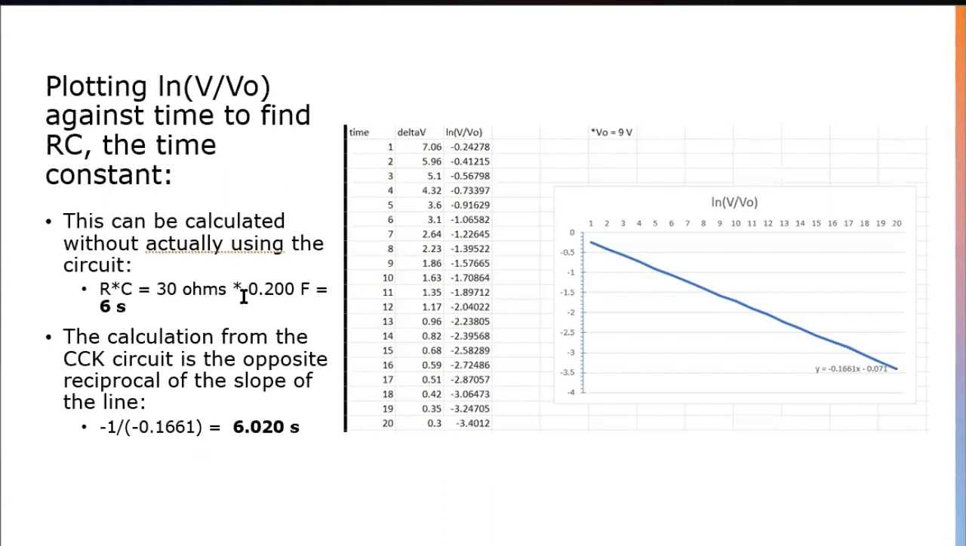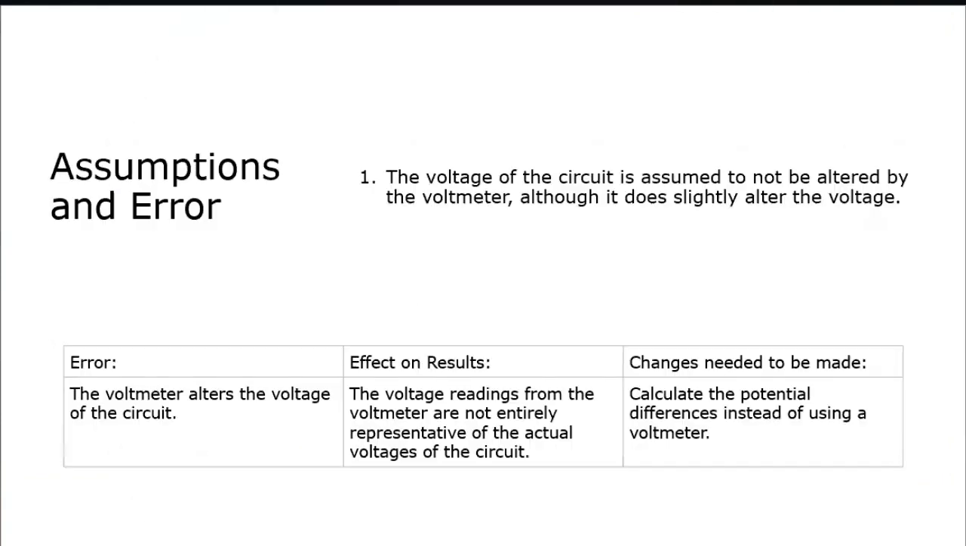So I can calculate that theoretically by multiplying the resistance and the capacitance, which is 30 times 0.2 farads, which is 6 seconds. And then the experimental value I got was 6.020 seconds. So that's very close. Makes sense. It shows that they line up.